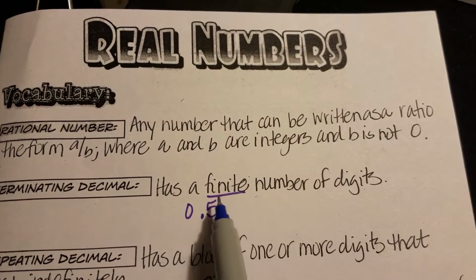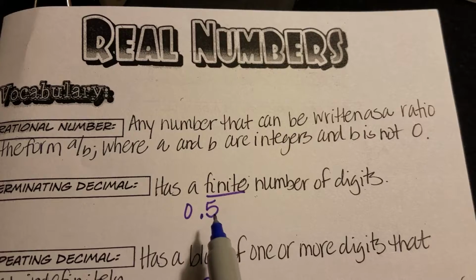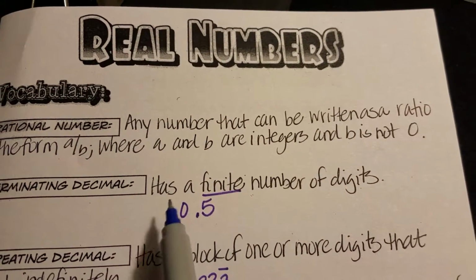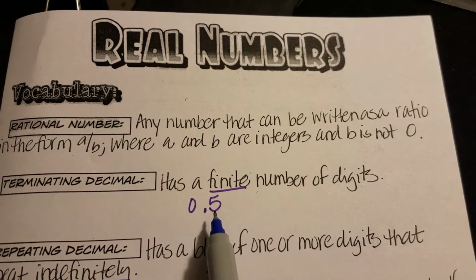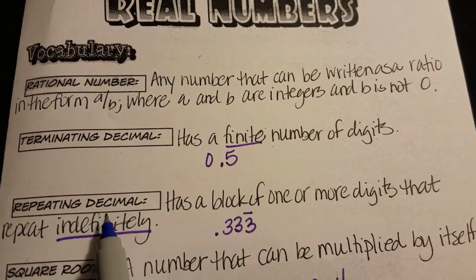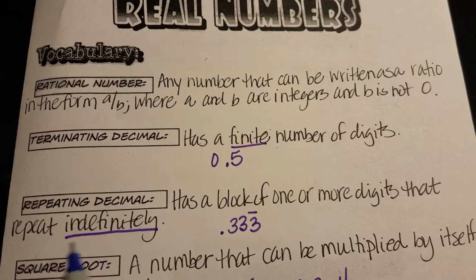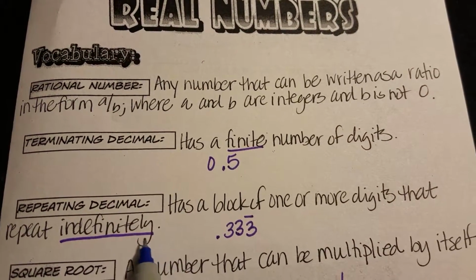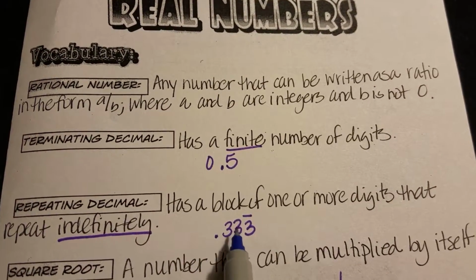And I underline finite because finite means it's going to stop. It's finite. It finishes. Think of that. Finish, finite. It's something that's done. All right? So an example here would be 0.5. Okay? The opposite of that would be the repeating decimal, which has a block of one or more digits that repeat indefinitely. So when something is indefinite, that means it doesn't stop. So an example of that would be 0.333 repeating.